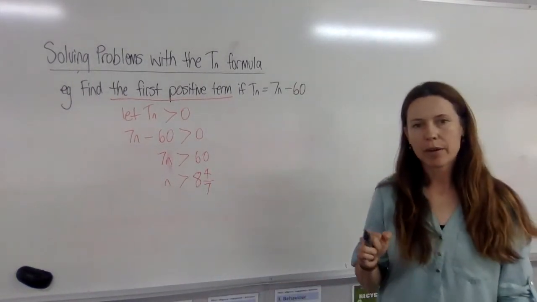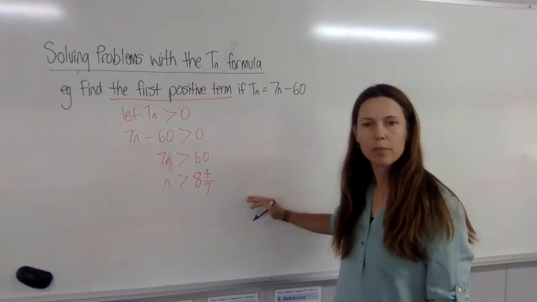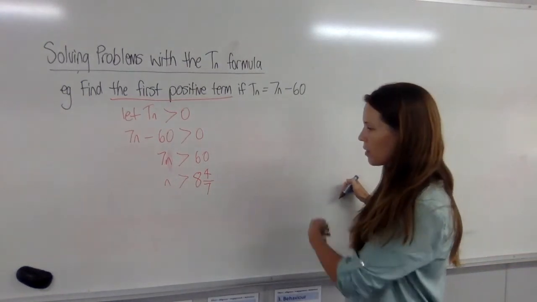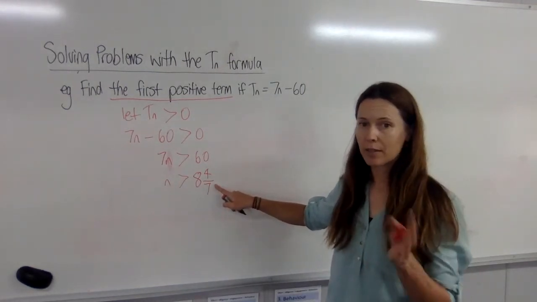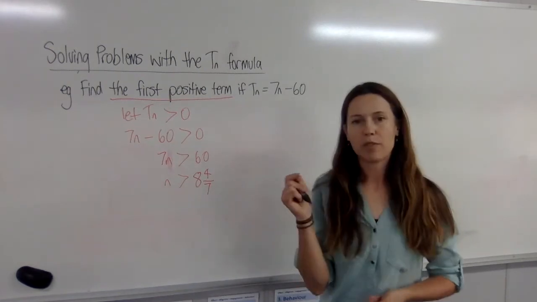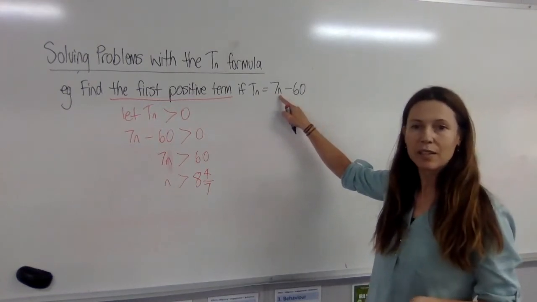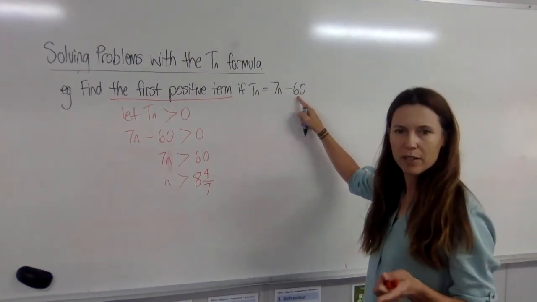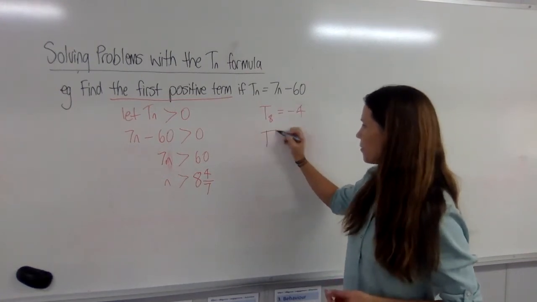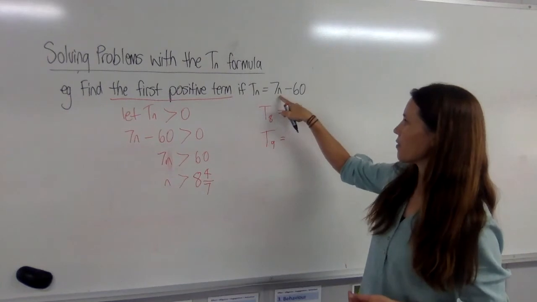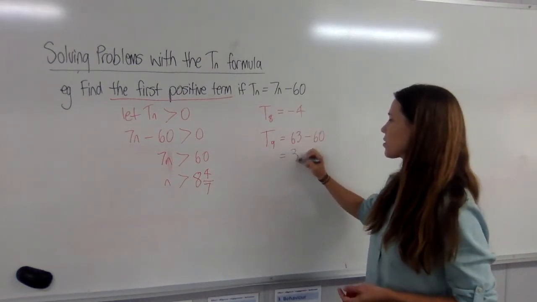Now we need to think through our answer. What does this mean? Well, if we've got a bunch of negative terms, they're getting bigger and bigger until eventually they become positive. Then if n is bigger than 8 4/7, in other words, if it's 9, that will be the first positive term. And you can double check this. Check the 8th one. 7 8s are 56, minus 60. That's going to give you minus 4. So in other words, the 8th term is minus 4. But the 9th term, let's find out. We've got 7 9s are 63, minus 60, and that gives us 3.